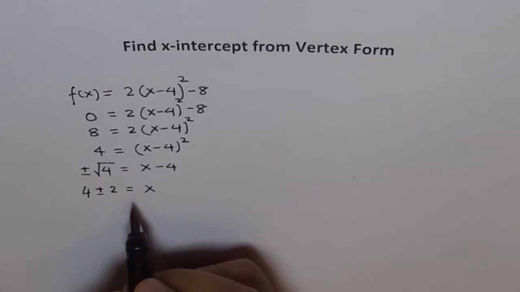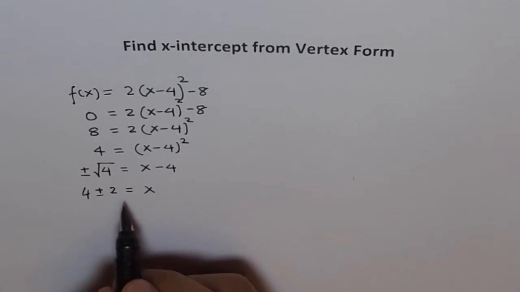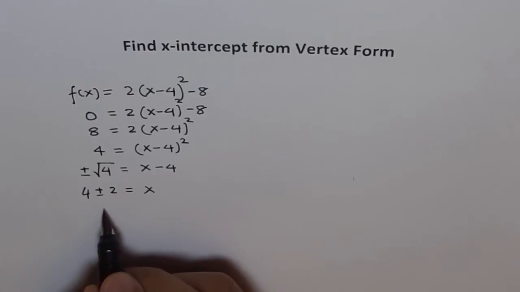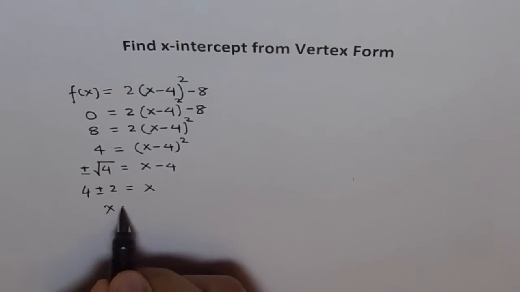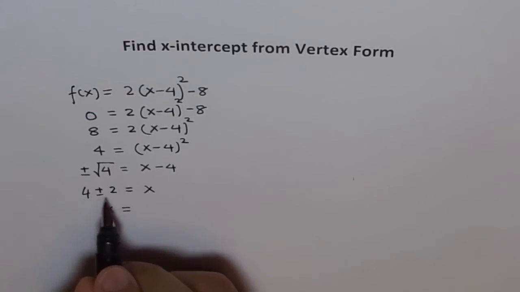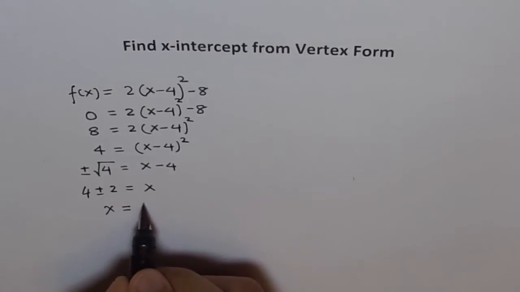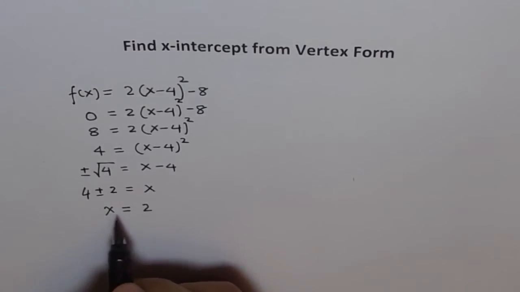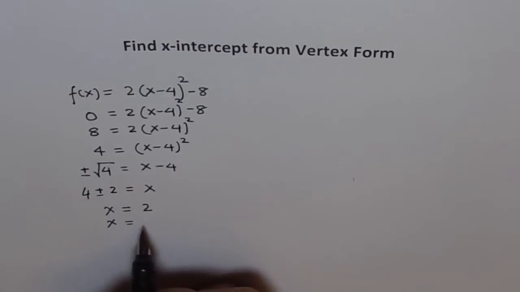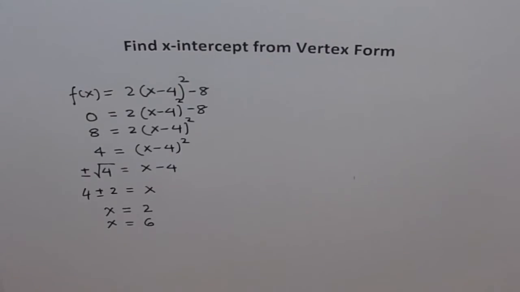So that leaves us with two different values of x. The first x-intercept, or one of them, is x equals 4 minus 2, which is x equals 2. And the other intercept is x equals 4 plus 2, which is 6. Do you understand? So that's how we found two x-intercepts.